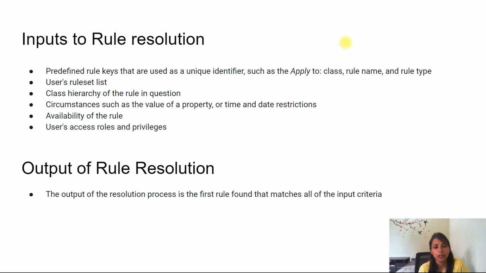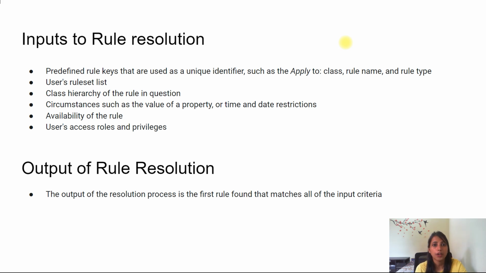And then what is the output? Output is basically the first rule found that matches all of the input criteria, whatever criteria we have given. And then on top of that, a rule set rule cache would be built up. So whatever is the first rule which matches all the input criteria would be the output of this particular algorithm.